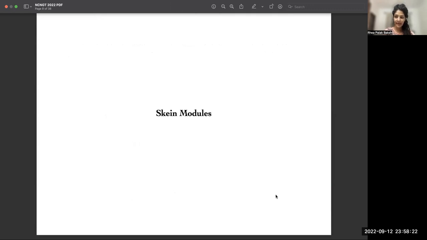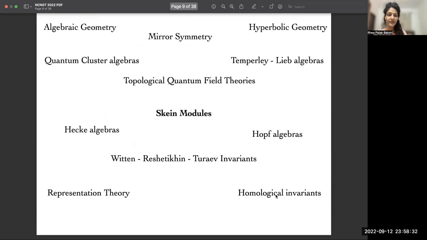So why are Skein modules important? Why has there been a flurry of activity in the last 2 decades or so in their study? Well, the reason is that Skein modules have intricate connections with many fields of mathematics, for example, algebraic geometry and hyperbolic geometry via SL2C character varieties and quantum Teichmüller spaces. They appear in one of the definitions of the Witten-Reshetikhin-Turaev three-manifold invariants. They're related to TQFTs, quantum cluster algebras.